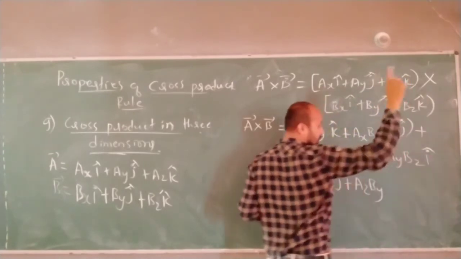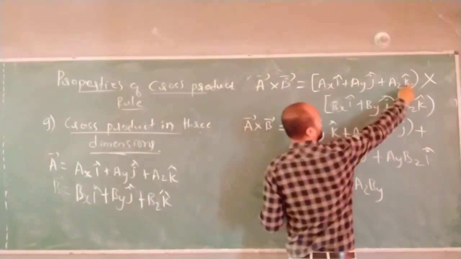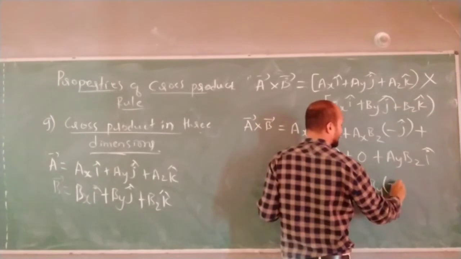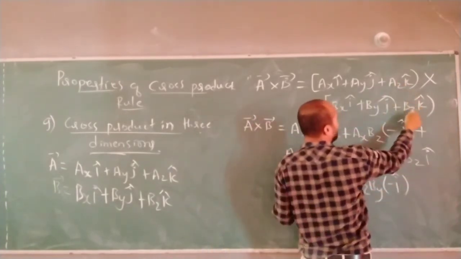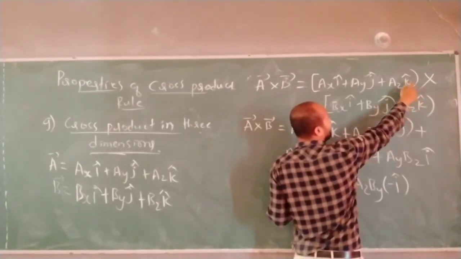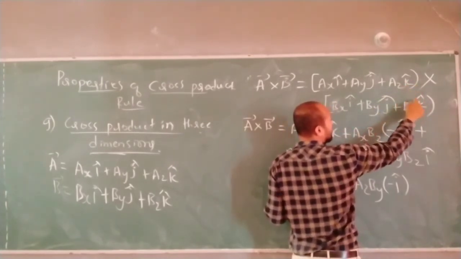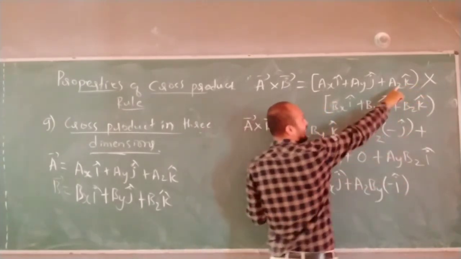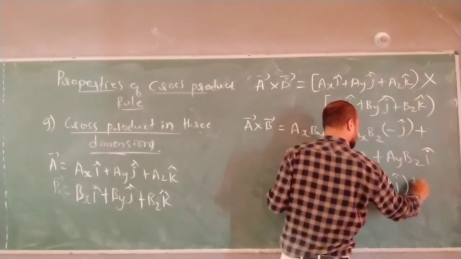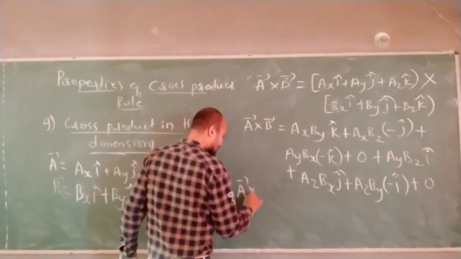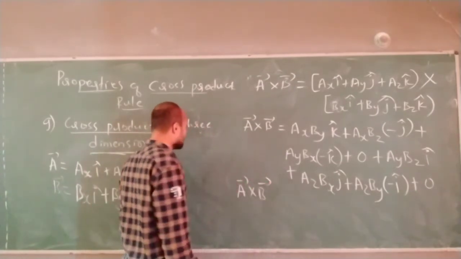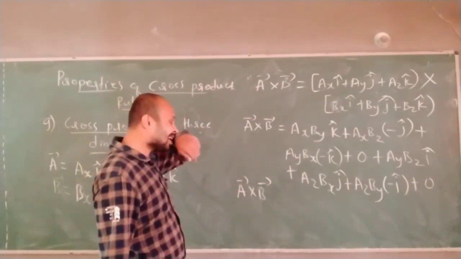j cross k will become i. So k cross j will become minus i. Very simple. Then az bz cross k cap cross bz k cap. So k cross k will become 0. This is plus 0. If you rearrange this, a cross b will be equal to what?